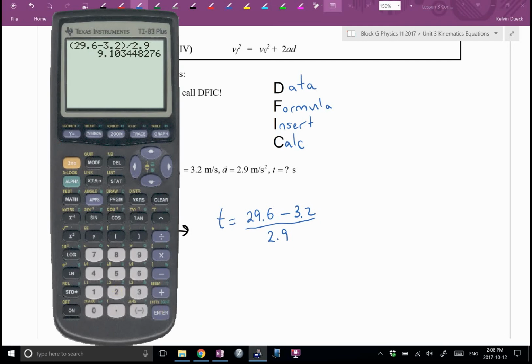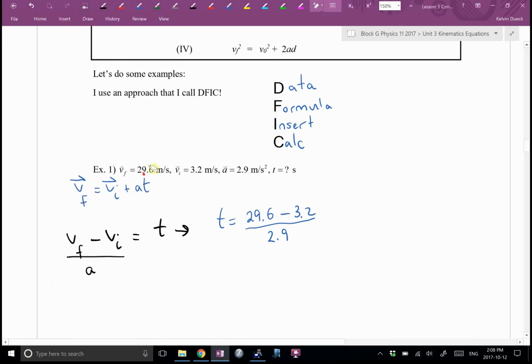And I get 9.1, that. By the way, looking at the data that they gave me, how many sig figs is the 29.6? Maddie? 3. How many sig figs is the 3.2? How many sig figs is the A? How many sig figs should we go to technically then? 2? Okay. So 9.1?